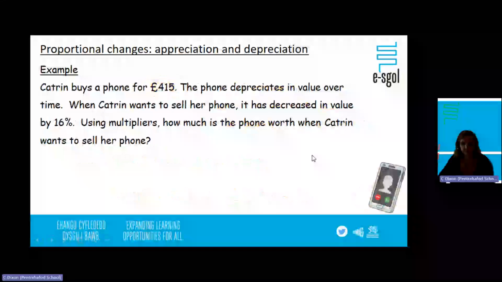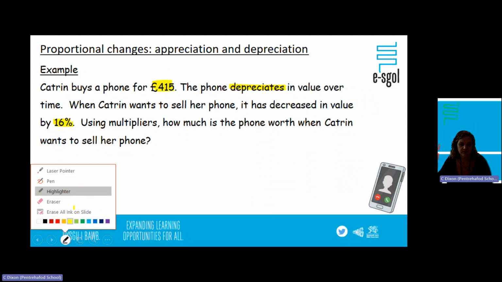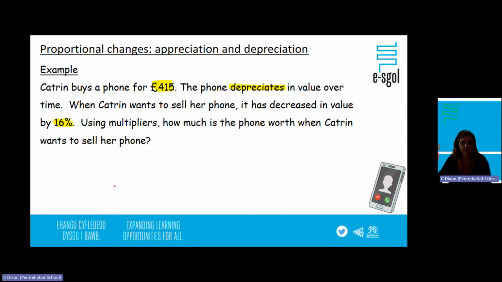Okay, so we're going to look at a decrease question next. So we've now got Catherine buys a phone for £415. The phone depreciates, so it goes down in value over time. When Catherine wants to sell her phone, it is decreased in value by 16%. Using multipliers, how much is the phone worth, okay, when she wants to sell her phone?